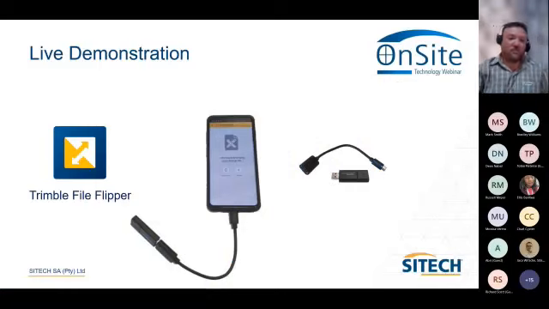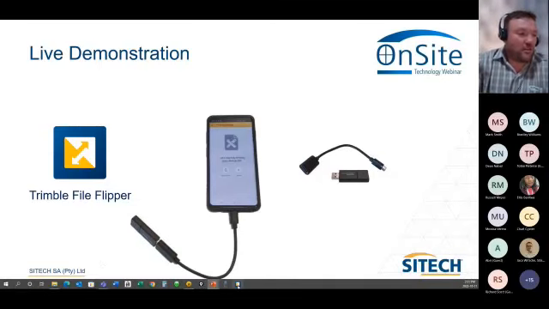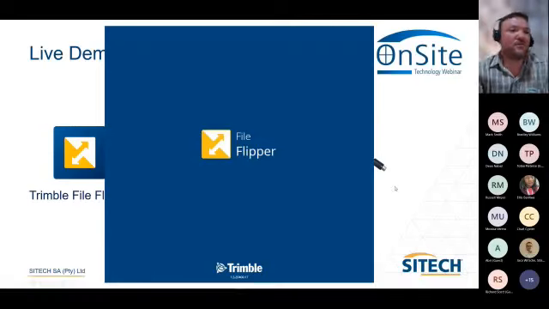Okay, so after you downloaded File Flipper, either from the Trimble website, or from the Google Play Store, or the APK if you have one, then you just open it. I'm going to open it on my laptop or my PC. I'm going to the taskbar and I'm going to open the software.